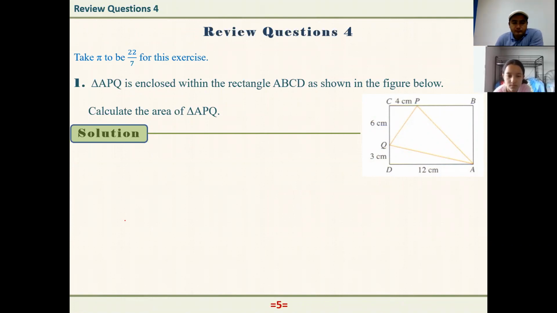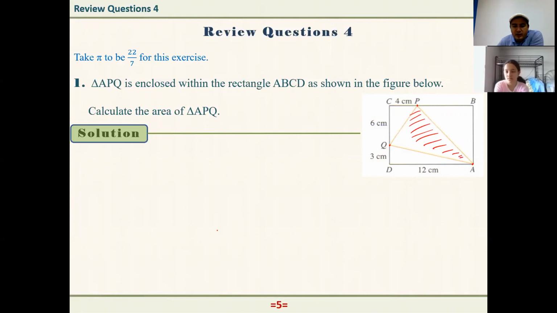Review questions. So now we'll do a bit faster. Okay, so here, triangle APQ. Triangle APQ is enclosed within the rectangle ABCD as shown in the figure below. Enclosed means here the corners are on the rectangle. This is corner Q, corner P, corner A, right? So the question is calculate the area of APQ.